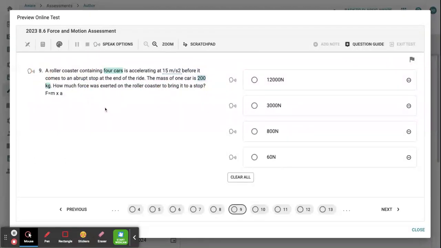How much force was exerted on the roller coaster to bring it to a stop? So you're going to have to do mass times acceleration, but I only have the mass of one car, and I know that there are 4 cars. So I'm going to have to do 200 times 4, which gives me 800. Then multiply it by my acceleration, which is 15, and that would give me 12,000 newtons.